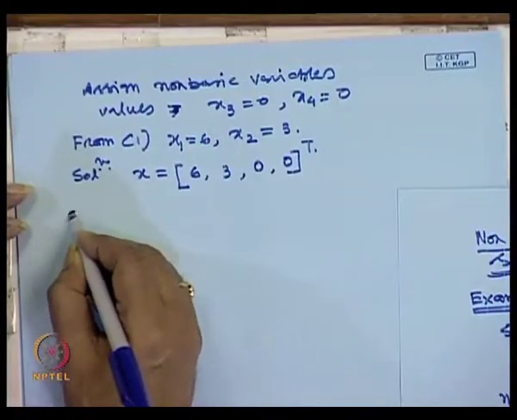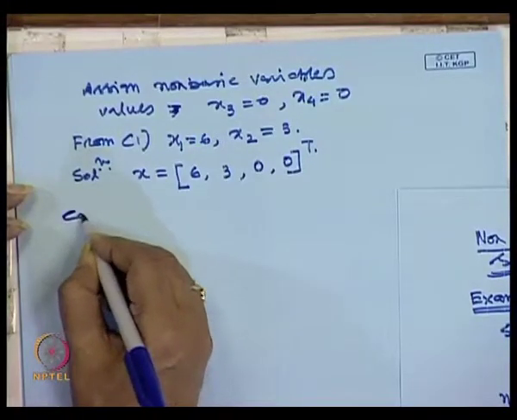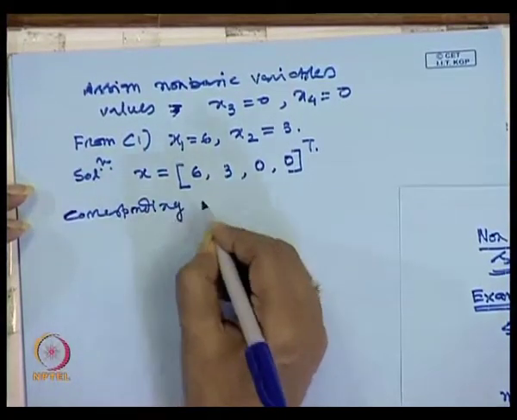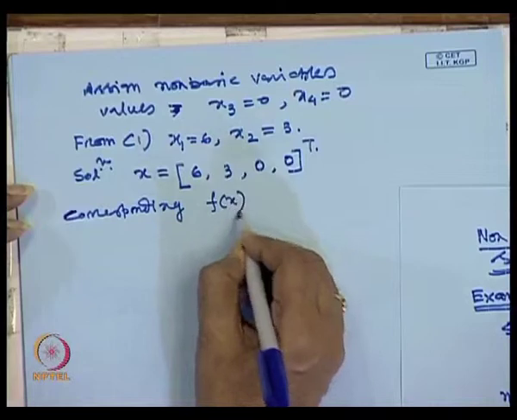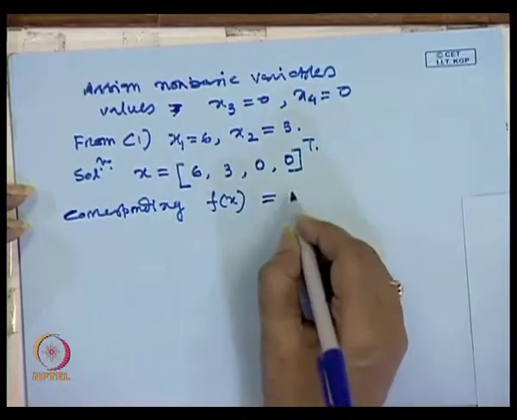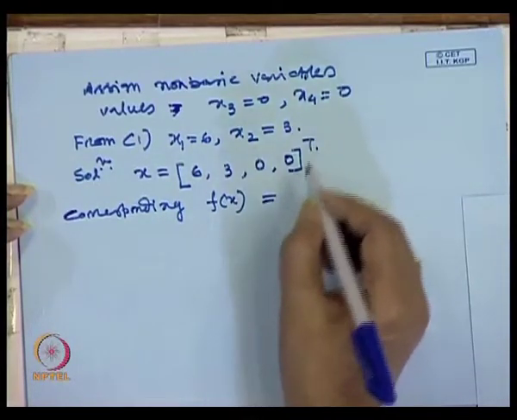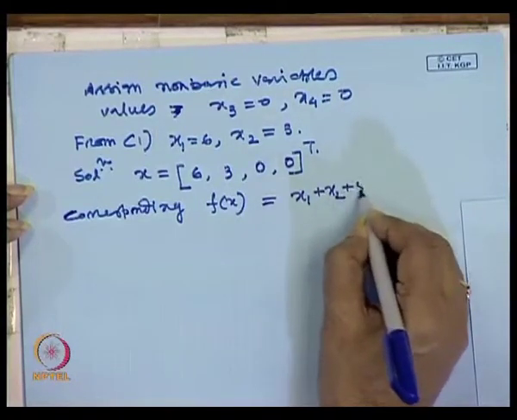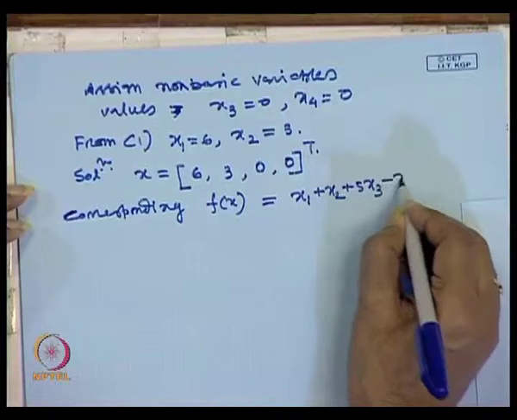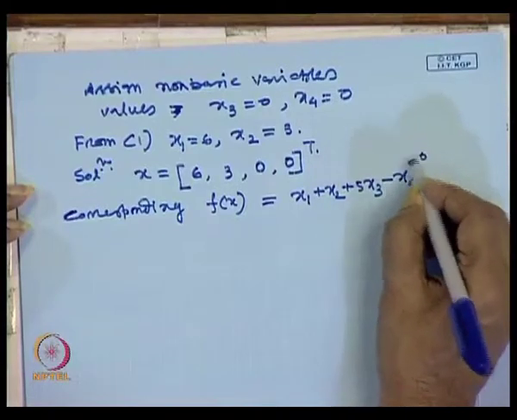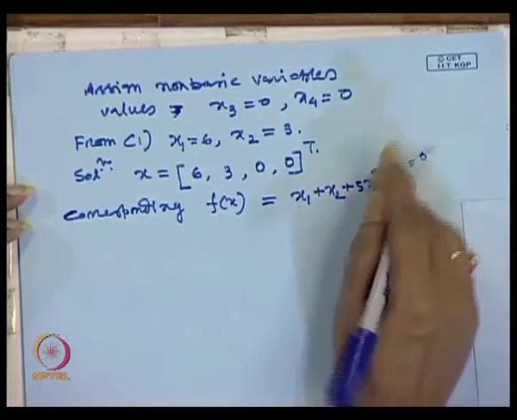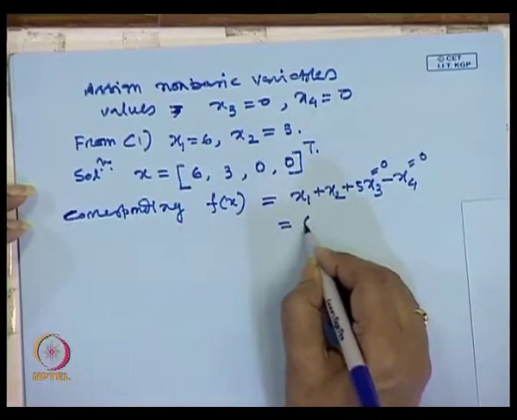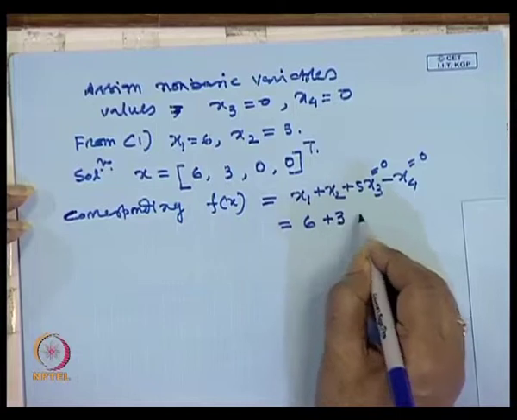Now see the corresponding objective function value. The objective function is x1 + x2 + 5x3 - x4. Since x3 and x4 are non-basic variables equal to 0, we get 6 plus 3 is equal to 9.